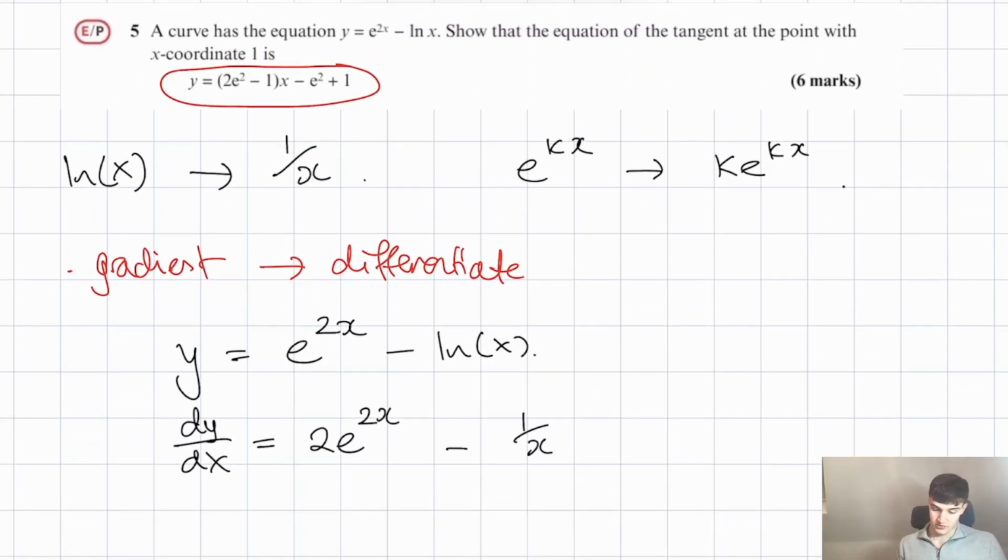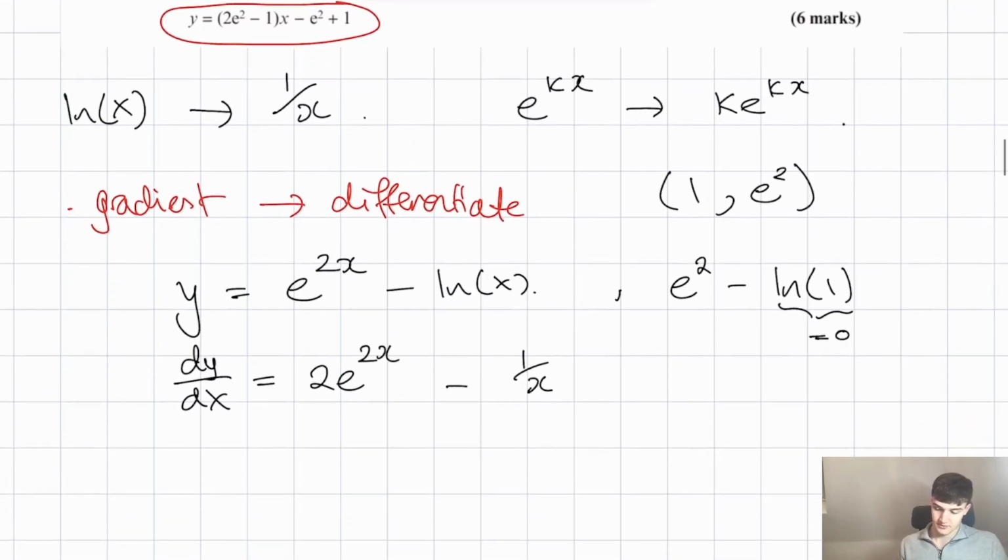Where are we trying to find the gradient? Where the x coordinate is 1. Okay, so let's quickly just find out what the overall point is. So it's going to be 1, and to find out what the y value is, we just need to plug 1 into here, which gives us e to the 2 minus natural log of 1, which you should remember is 0. So our y coordinate is just e squared. Okay, let's keep a note of that.